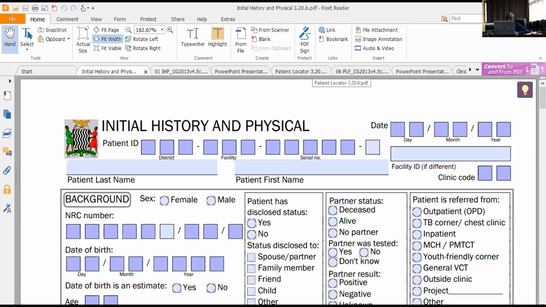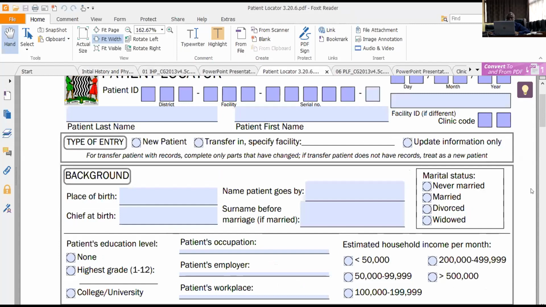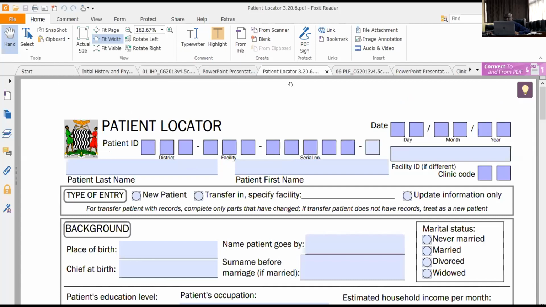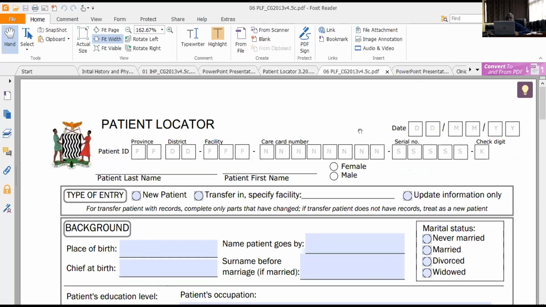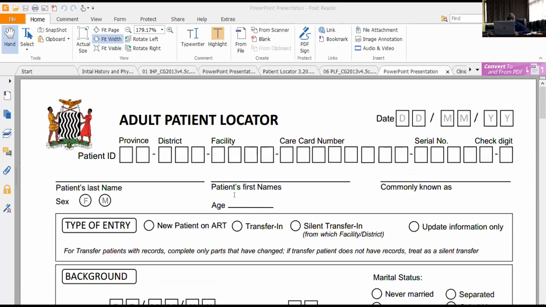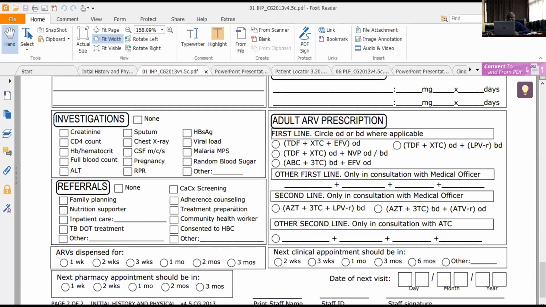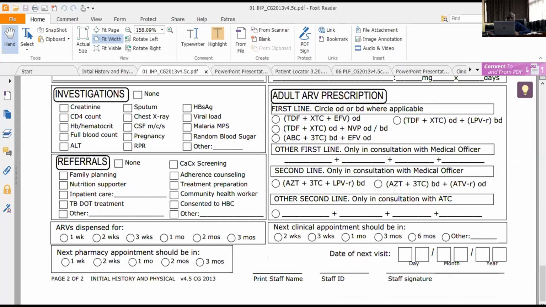This one was called, let me just check. This one. It was called IHAP, sorry. Yeah, I think it is this one. It was called version 4.5, CG 2013. So this is the one that came that time in 2013. And let's look at the revisions.